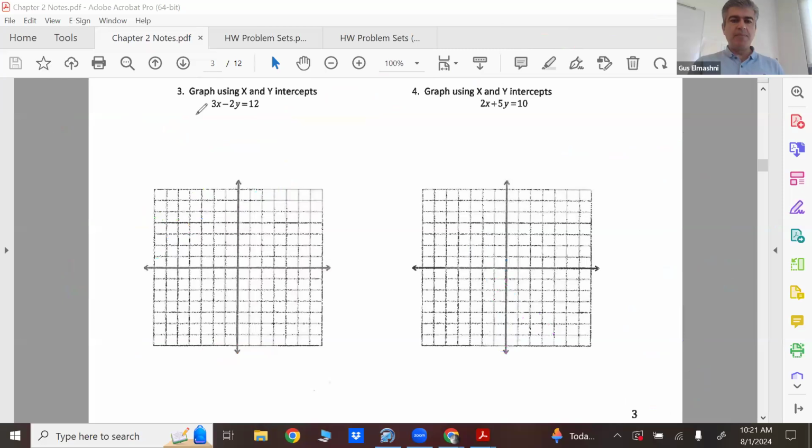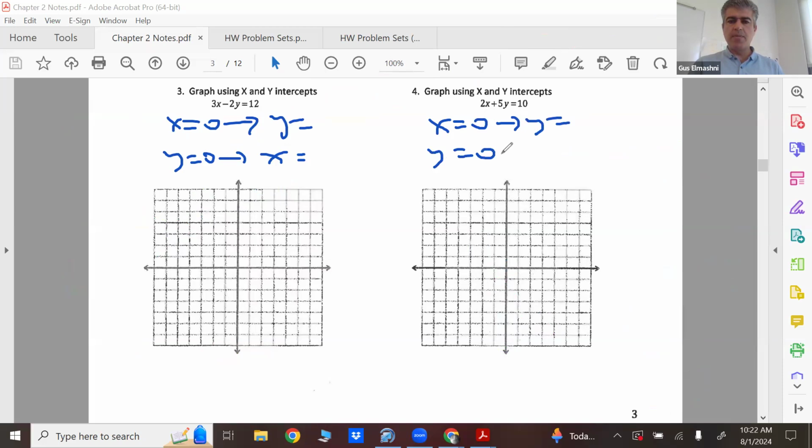So here, graph using x, y intercepts. Okay, x equals 0, we'll solve for y. And y equals 0, let's solve for x. And likewise here, x equals 0, solve for y. y equals 0, solve for x. At this point, we can just do it mentally. I don't think we have to be too drawn out here.